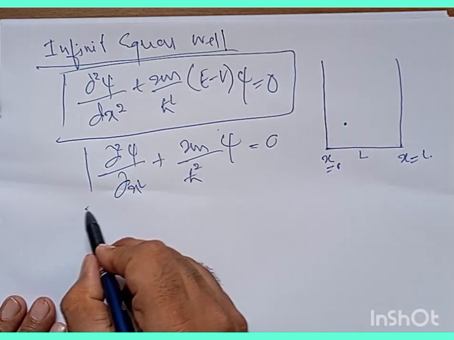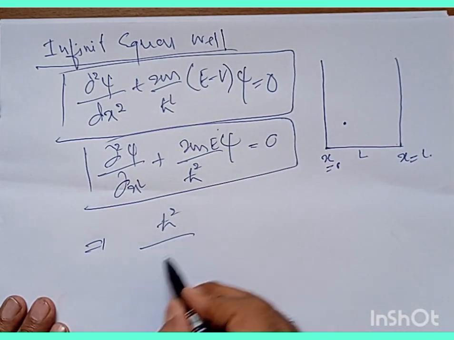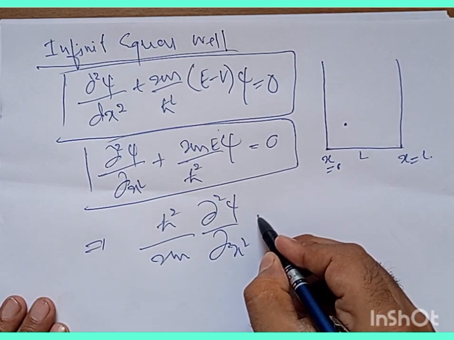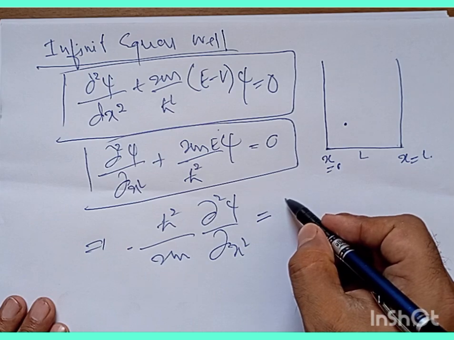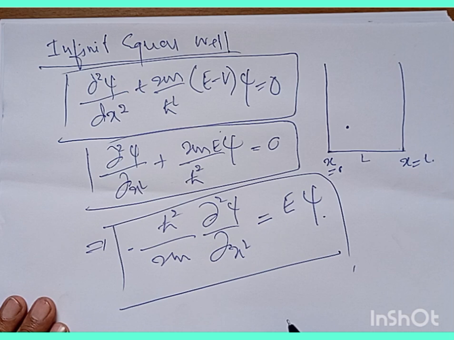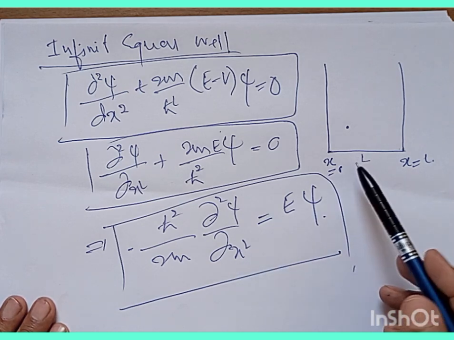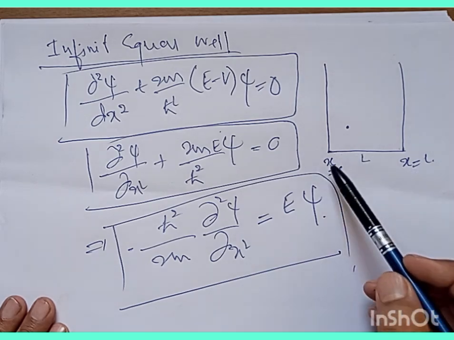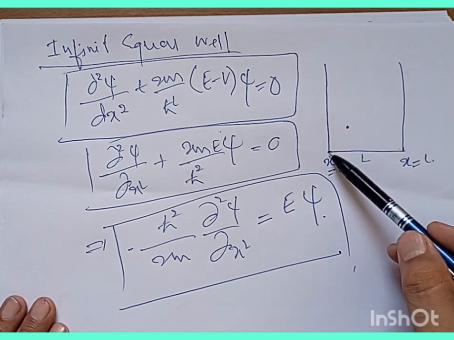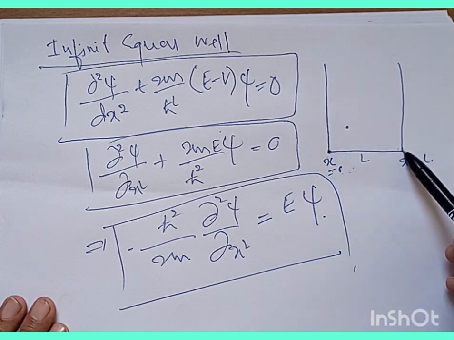Here we must have E, and we can write it as minus ħ²/2m d²ψ/dx² equals Eψ. So this is our Schrodinger's time-independent equation, and we will be exploiting this equation for the problem that I have defined. And the boundary condition is defined here: the value of psi outside this domain is 0, the value of psi at x equal to 0 is 0, and its value at x equal to L is 0.